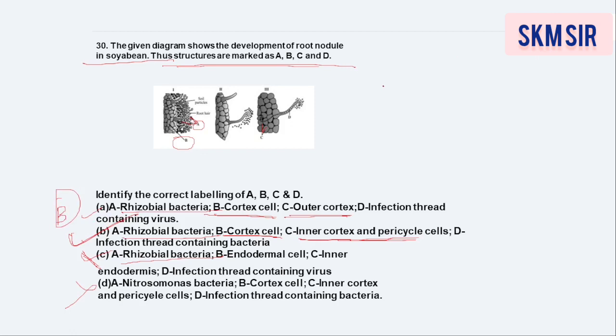So we will mark option B in the OMR sheet, right, dear students? And the rest, D, what do you think about D? It is actually the infectious thread containing bacteria. In option A it is written containing virus, which is totally wrong. So in this way also we can discard option A, right?